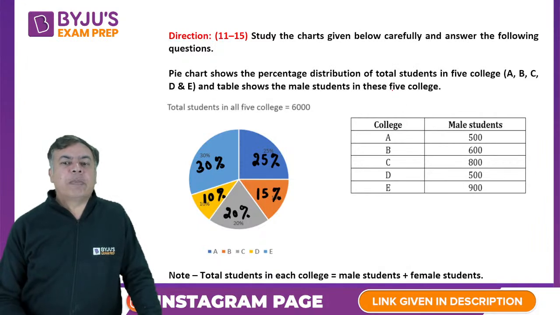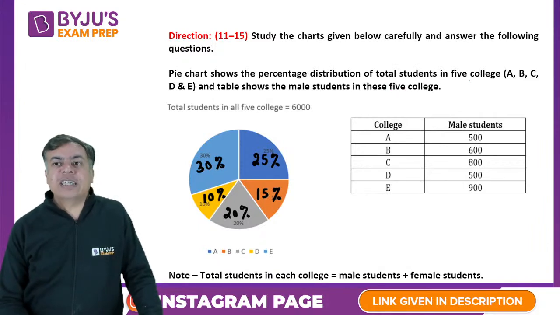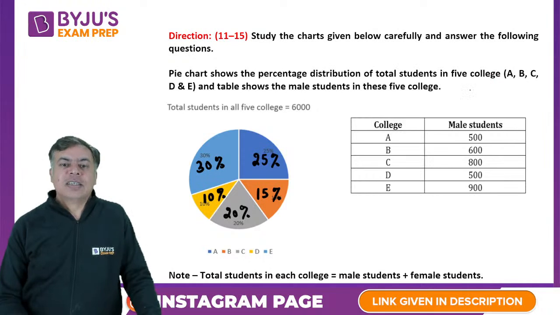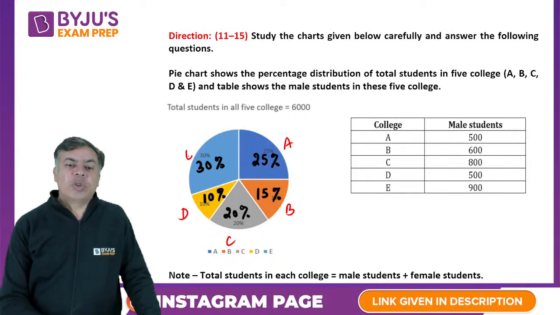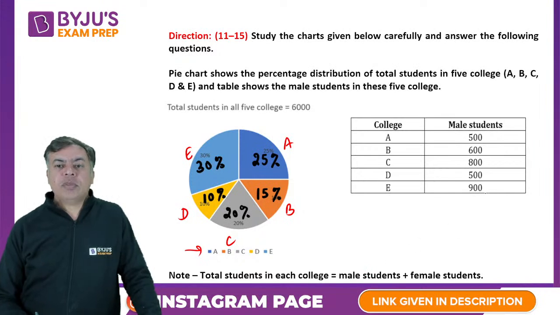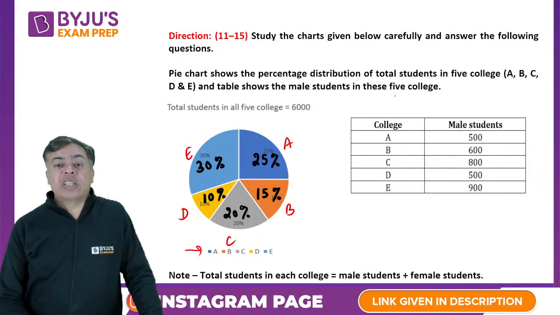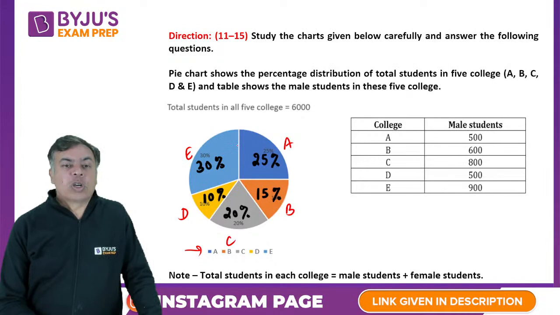The pie chart shows the percentage distribution of total students in 5 colleges. A, B, C, D, E are the colleges. It is given here, written in this order, and the table shows the male students. This is the total students.